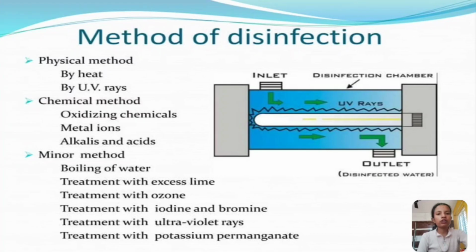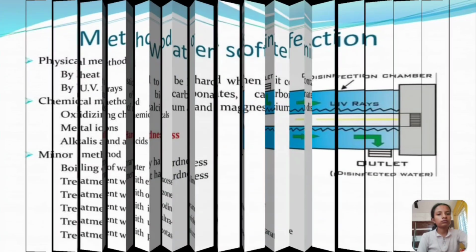Methods of disinfection. Physical method is by heat and by UV rays. Chemical method, oxidizing chemicals, metal ions, alkalis and acids. Minor methods are boiling of water, treatment with excess lime, treatment with ozone, treatment with UV rays.